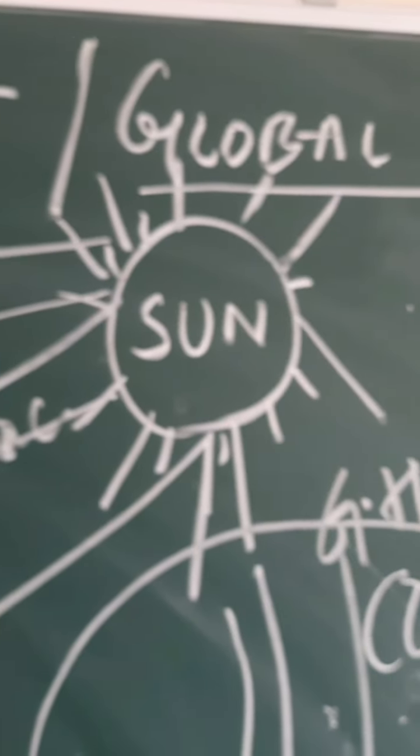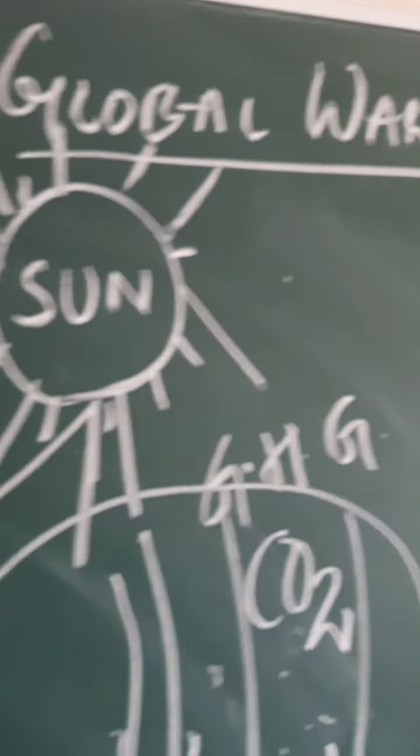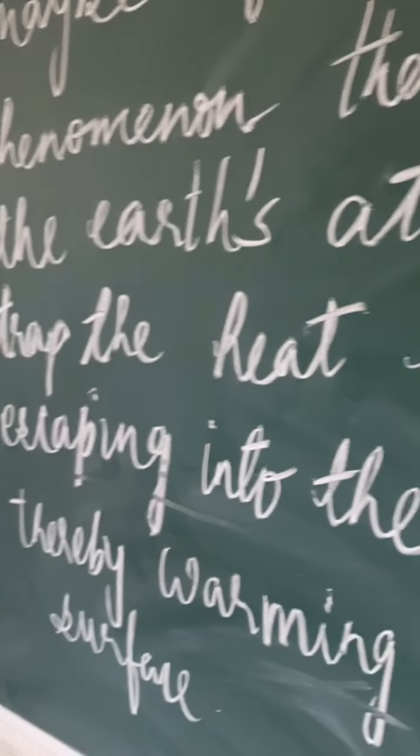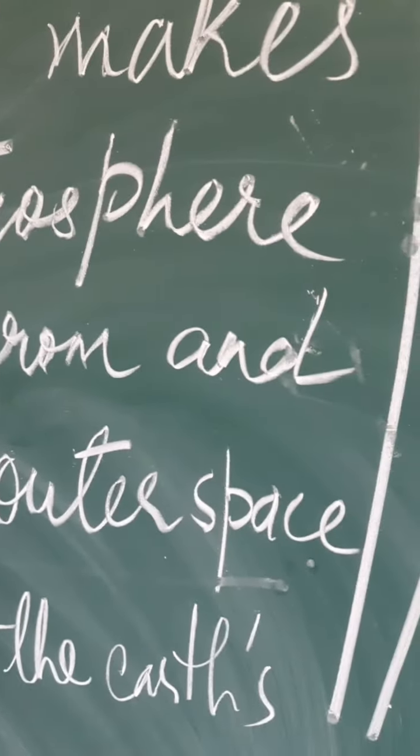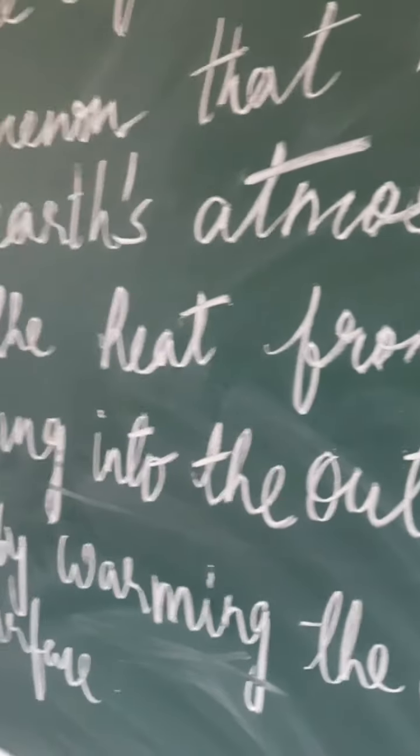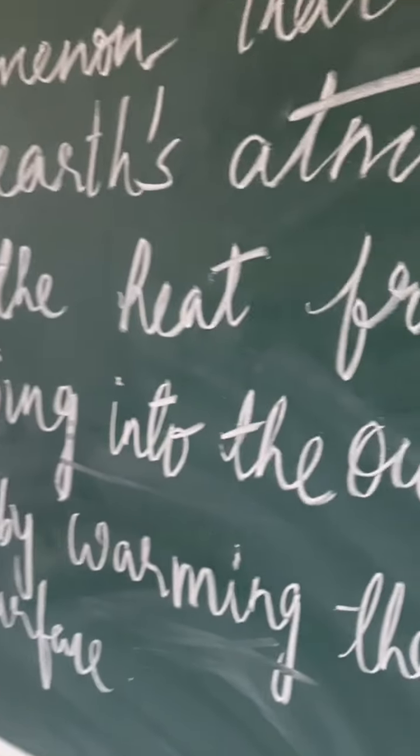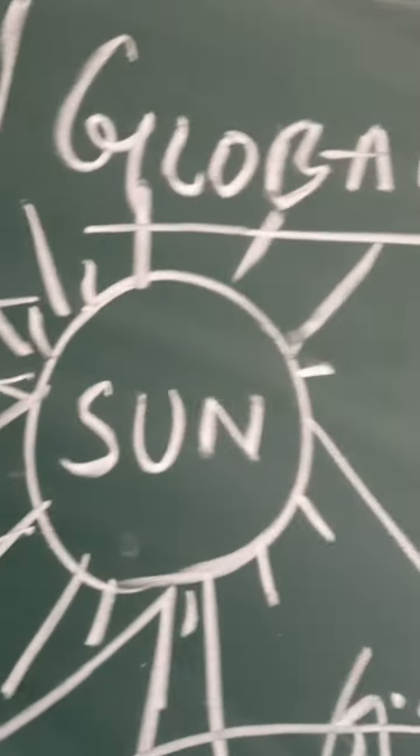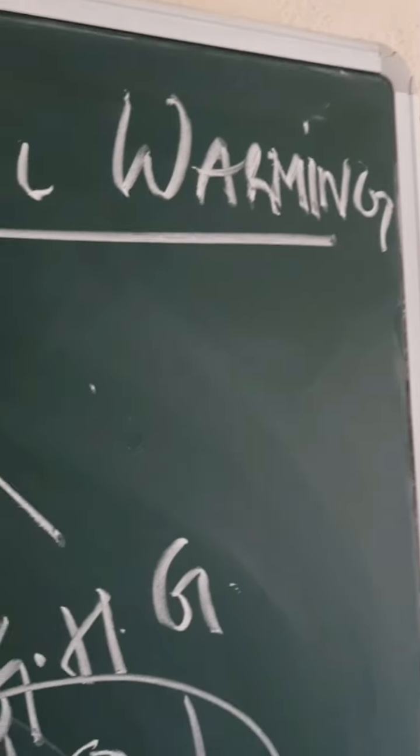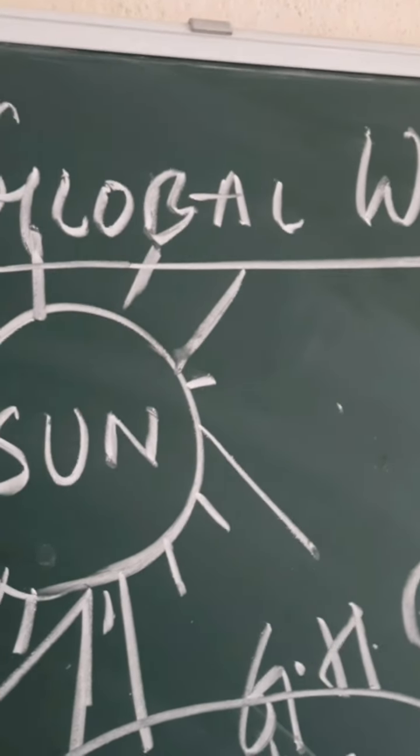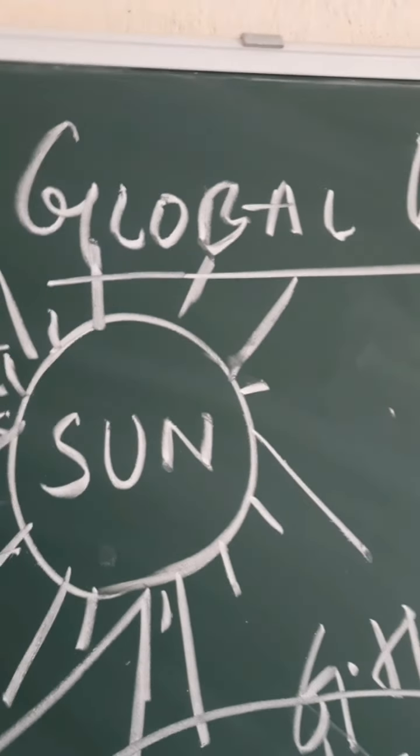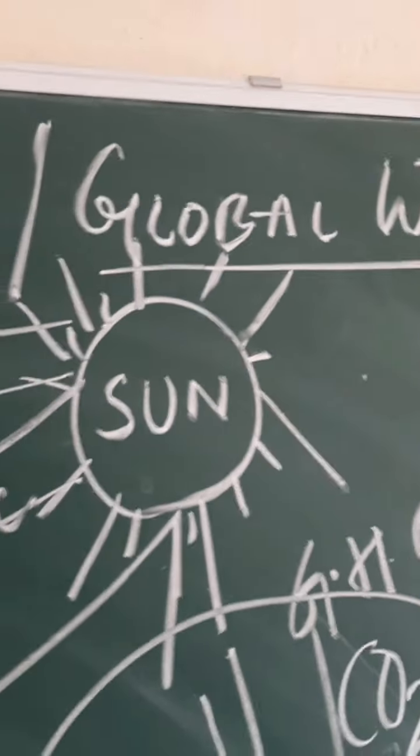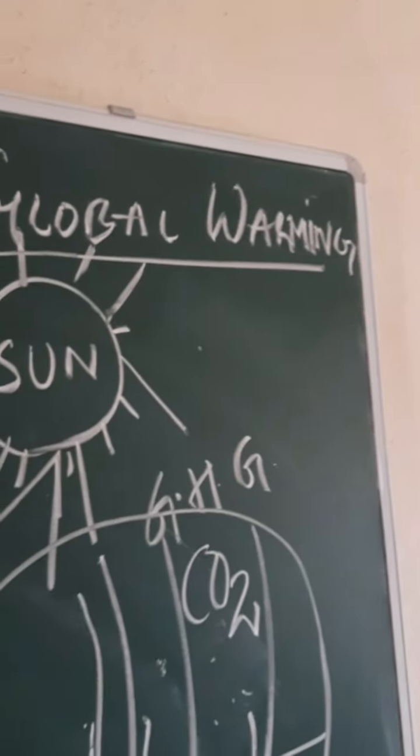So that is the meaning of the definition which I told you, that is they will not allow it to escape into the outer space. They will not allow it to escape into the outer space. Thereby it will warm the earth's surface, and that warming is known as global warming. Or for the definition of global warming, you can move on with one more line. The increase of carbon dioxide in the atmosphere is known as global warming.